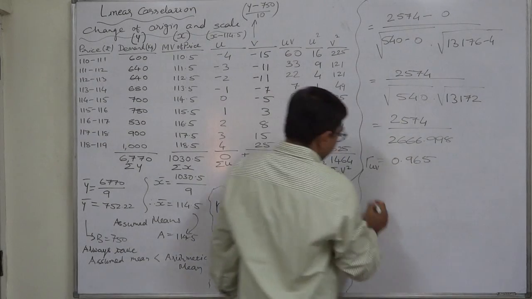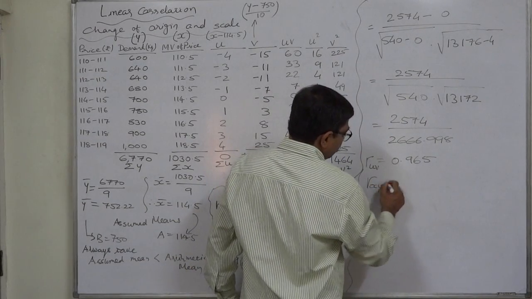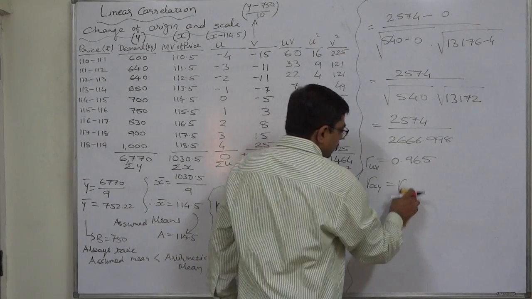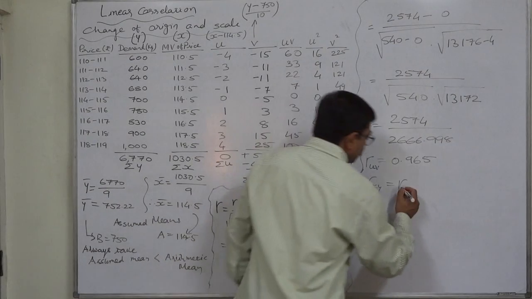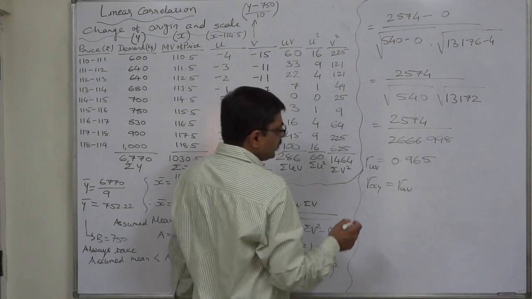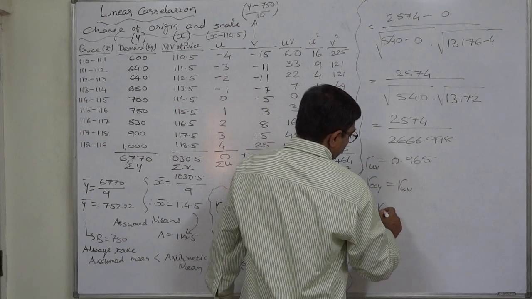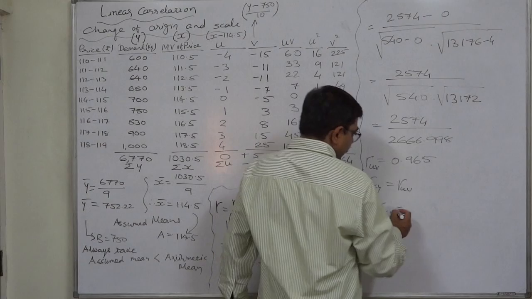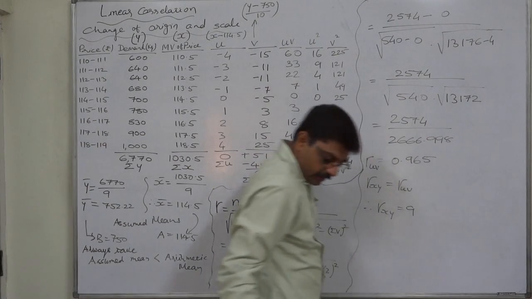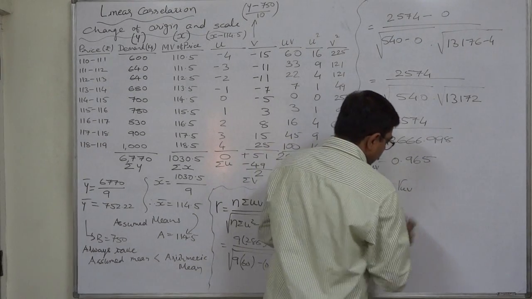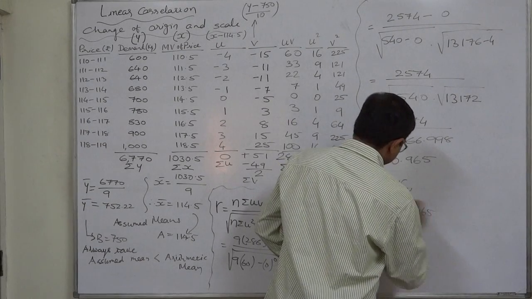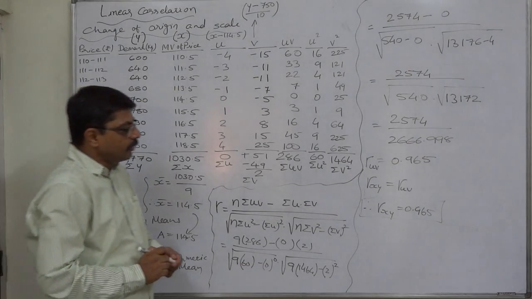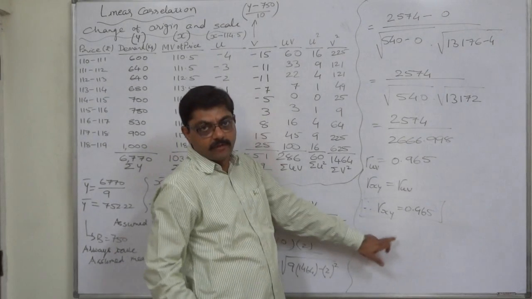0.965, and r of xy is equivalent to r of uv, because there is no effect of change of origin and scale on the coefficient of correlation. So the coefficient of correlation between x and y is also 0.965. It is a high degree positive correlation between x and y.